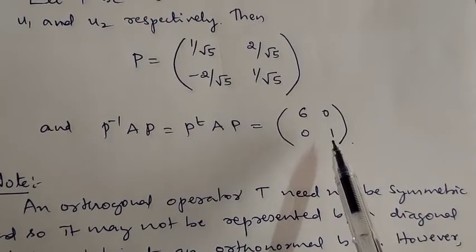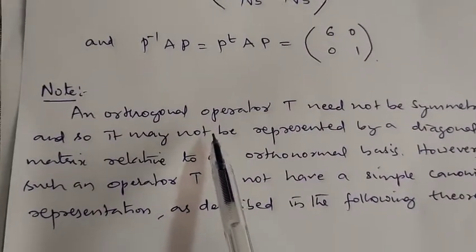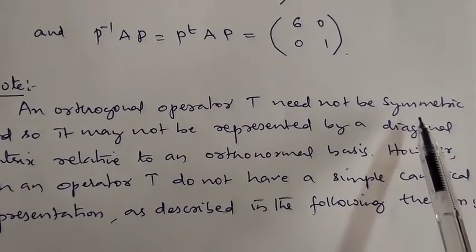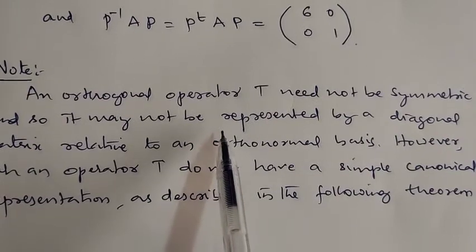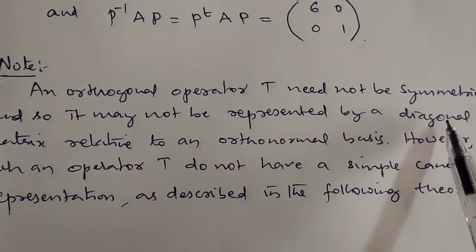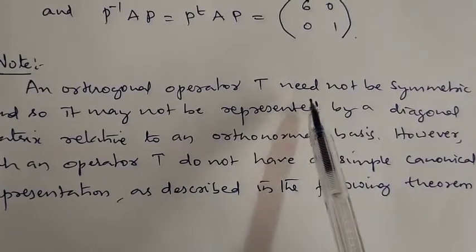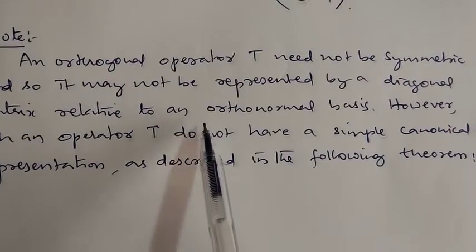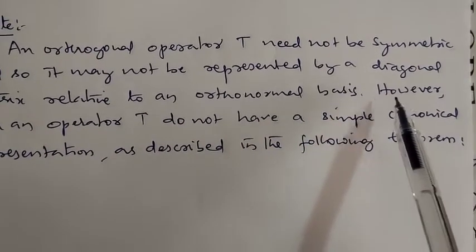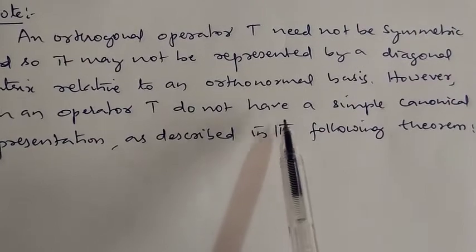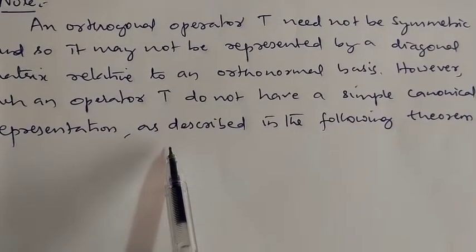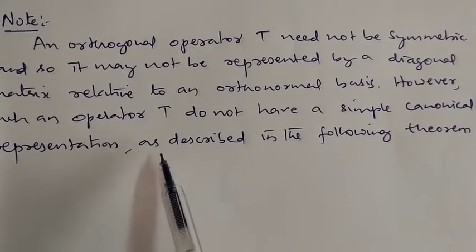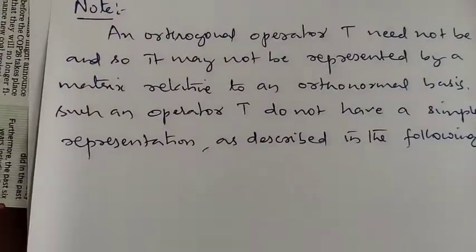Here one thing to be noted: an orthogonal operator T need not be symmetric, and so it may not be represented by a diagonal matrix with respect to an orthonormal basis. However, such an operator T has a simple canonical representation that I will describe in the next theorem, which is stated as follows.